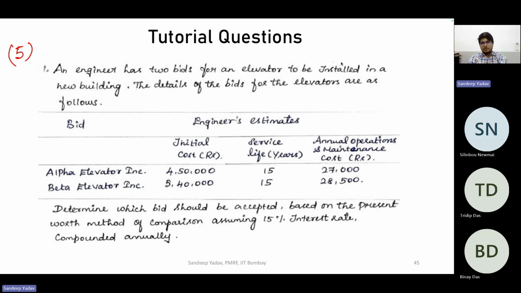Service life is 15 years. Annual operation and maintenance cost is given, so here we can see Alpha elevators and Beta elevators. Alpha is the cheaper option, as we can see from the beginning. It's asking to determine which bid should be accepted based on the present worth method of comparison, assuming a 15% interest rate compounded annually. So, okay, let's see.